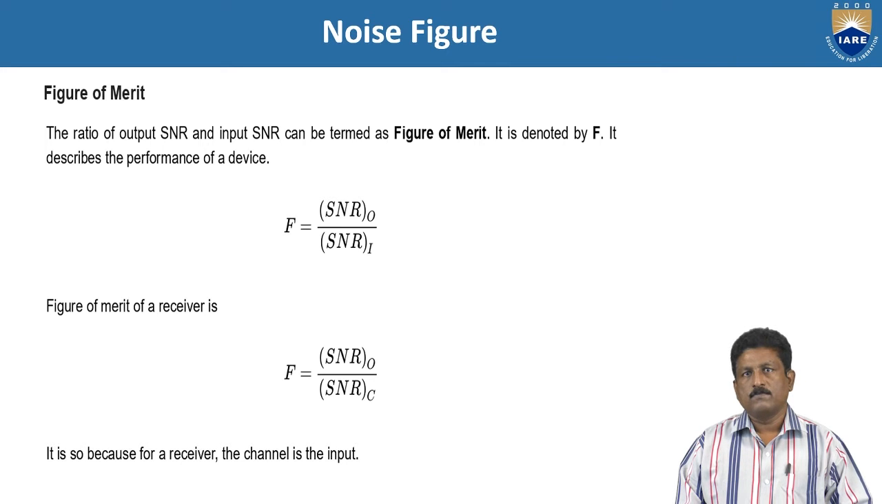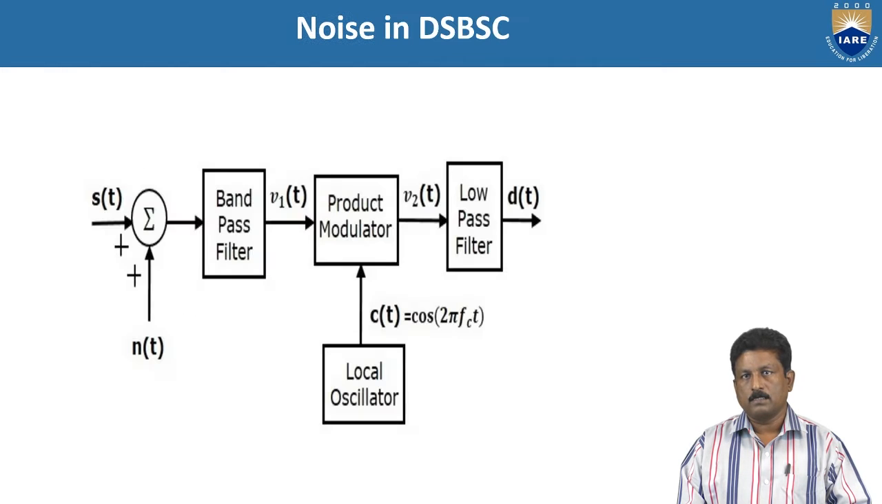Then coming to the figure of merit. Here also we take the calculation of the figure of merit for analyzing the noise in the DSBSC wave. It is the ratio of the SNR output to the SNRI, that is, the signal to noise ratio at the output side to the signal to noise ratio at the input side. The figure of merit of the receiver is also taken as F equal to the SNR at the output side to the SNR at the channel side, that is, the ratio of the signal to noise ratio at the output to the signal to noise ratio at the channel side. This is the receiver figure of merit.